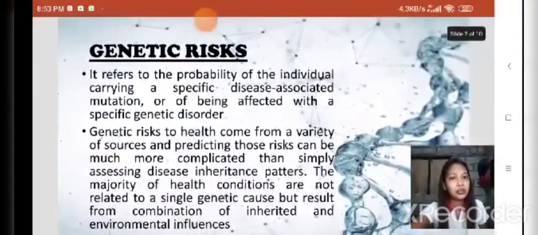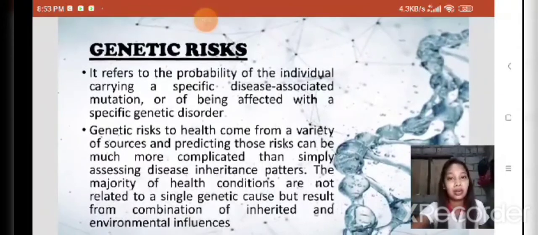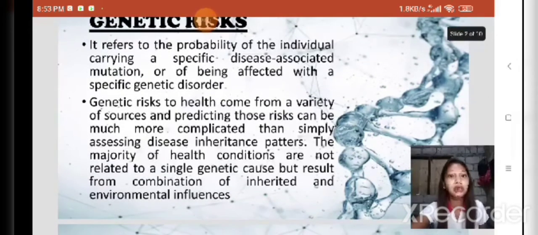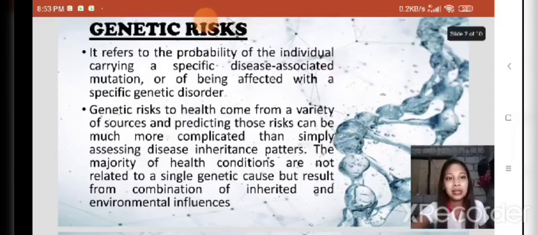It refers to the probability of the individual carrying a specific disease-associated mutation or being affected with a specific genetic disorder. Genetic risk to health comes from a variety of sources, and predicting those risks can be much more complicated than simply assessing disease inheritance patterns.